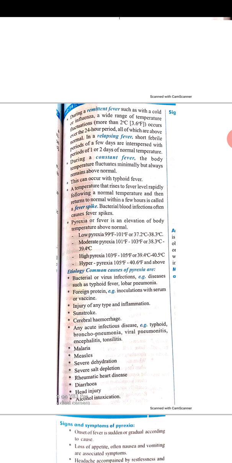Also if the patient has malaria fever, that also develops pyrexia. And if the patient has measles, severe dehydration, rheumatic heart disease or joint disease, or diarrhea, all of these develop pyrexia, or a rise in body temperature.